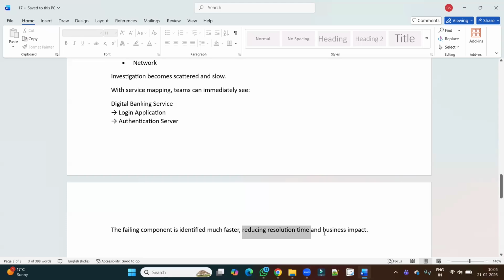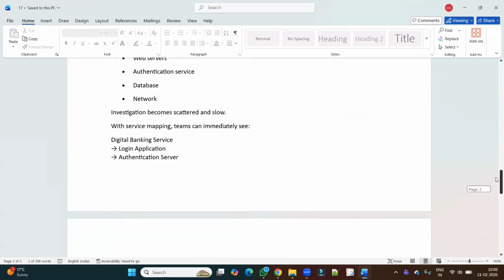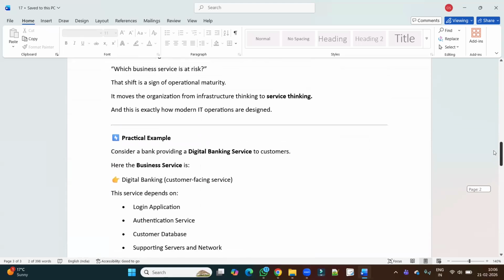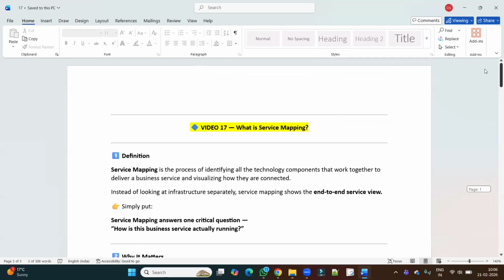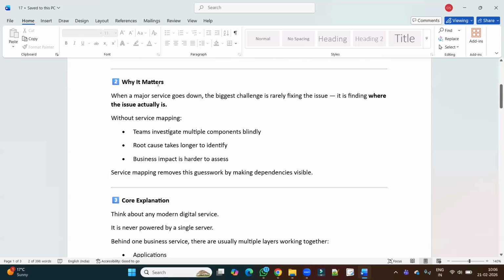That's why we have very little business impact as compared to the time when we do not have service mapping. I hope this example is pretty much clear to you. Very well explained, very well detailed here. Okay. Now let's move forward. After definition, why it matters.